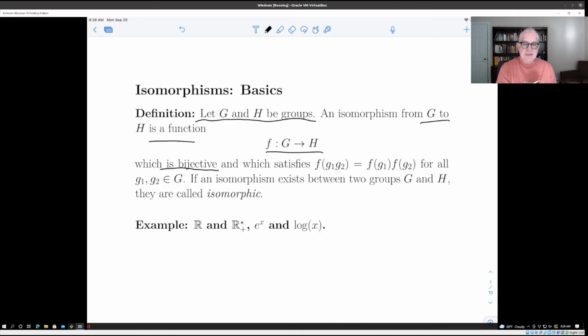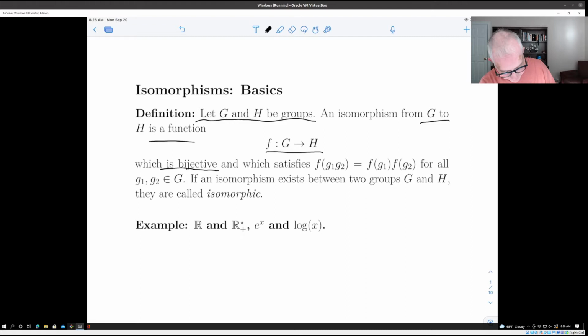And the reason that bijectivity is significant is because we know that bijective functions have inverses. And so if there's a map from G to H, which is bijective, then there's an inverse map from H to G, which is also bijective. So that's the first property.